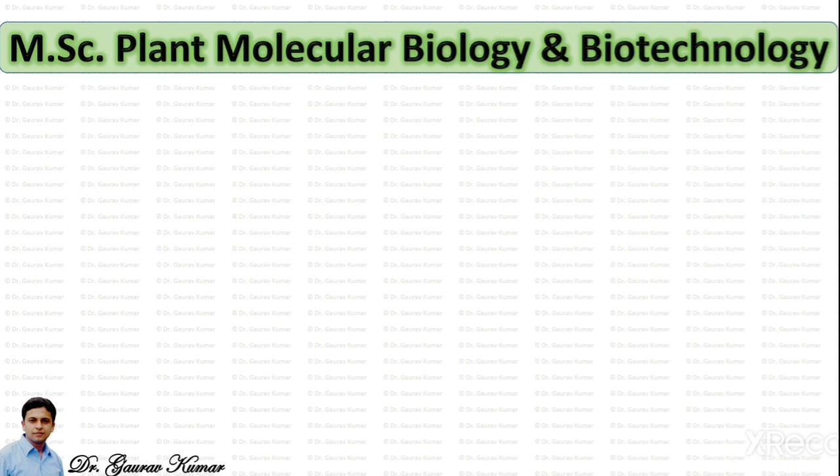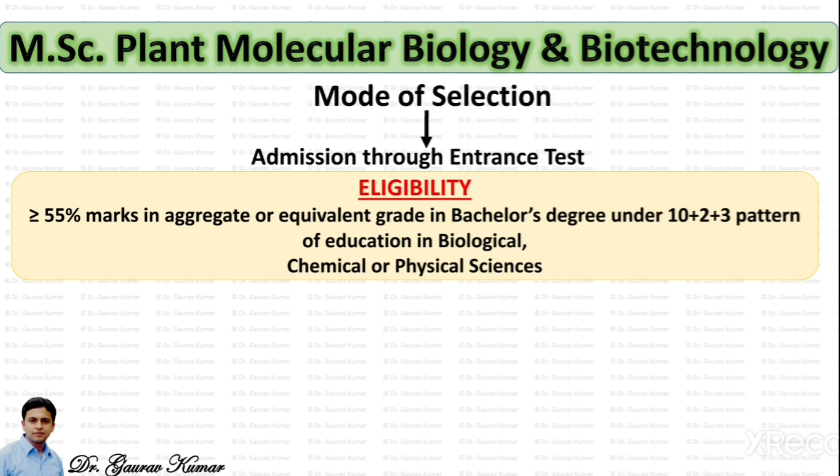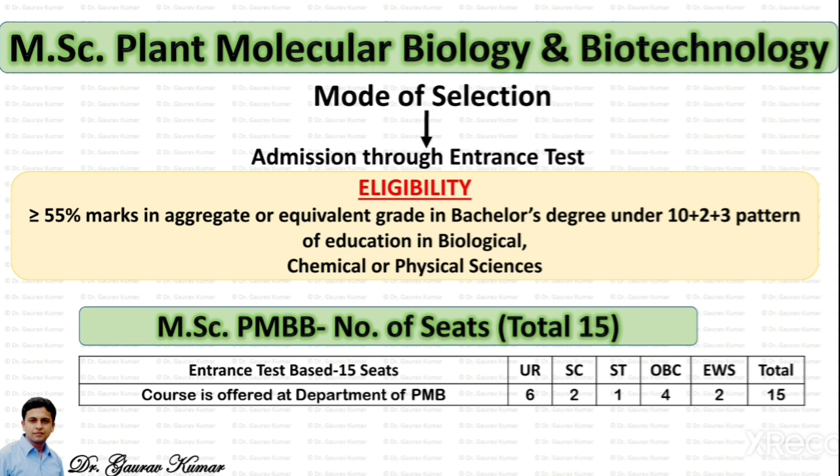So next we come to MSc Plant Molecular Biology and Biotechnology. Here also the mode of selection is through entrance test. The eligibility is greater than or equal to 55% marks in aggregate or equivalent grade in bachelor's degree under 10 plus 2 plus 3 pattern of education in biological, chemical or physical science. If you talk about the number of seats, there are around 15 seats, and the course is offered at Department of Plant Molecular Biology, University of Delhi South Campus, and you can see the seat distribution here. There are a total of around 15 seats available in various categories.